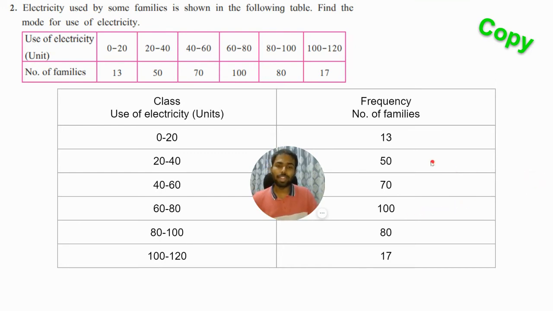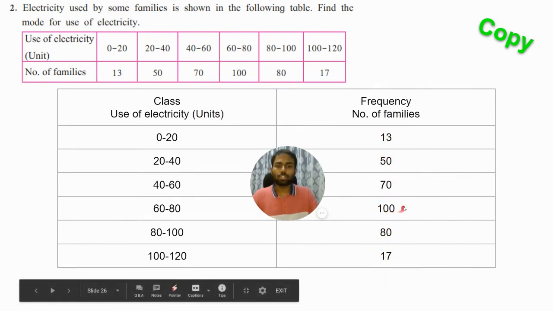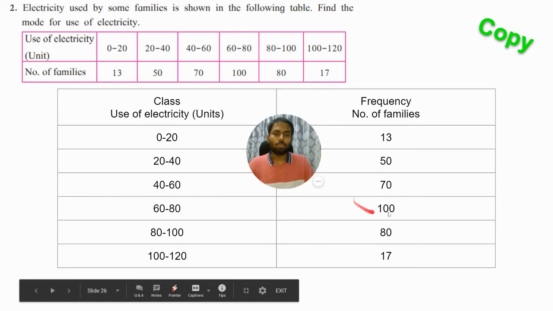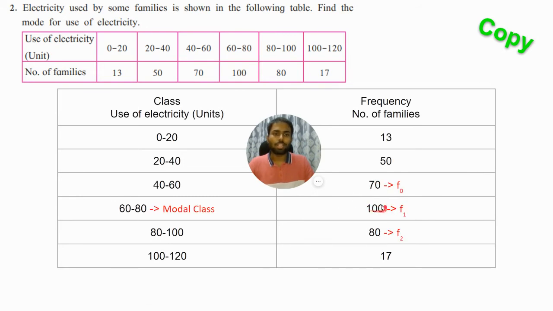So, how do you find F1? You see the frequency wala column. Frequency wale column में जो सबसे बड़ा number होगा, that will be your F1. Okay, so which is the biggest number here? The highest frequency is 100. So 100 will be your F1. Okay, so yes, 100 is F1.